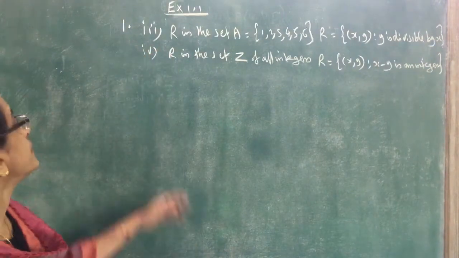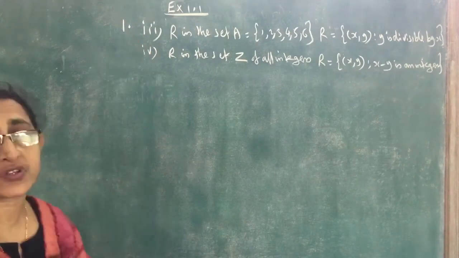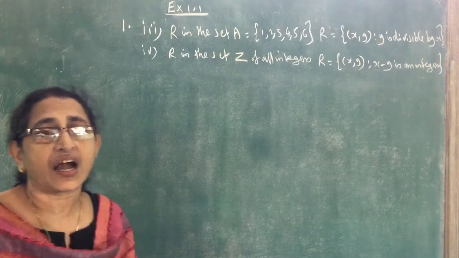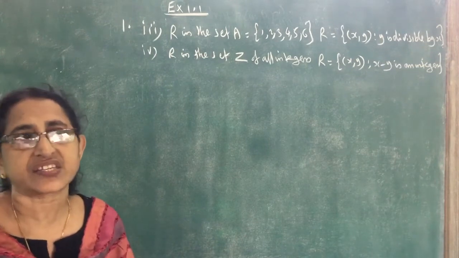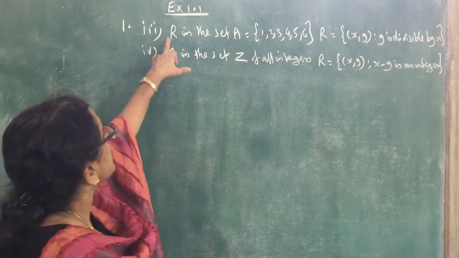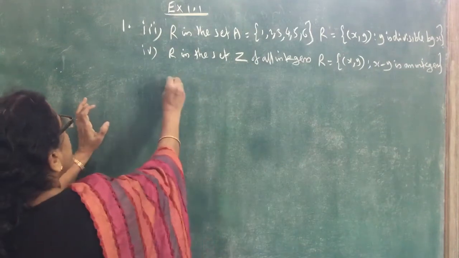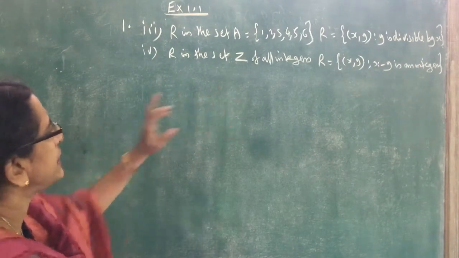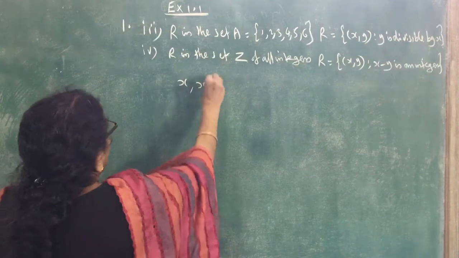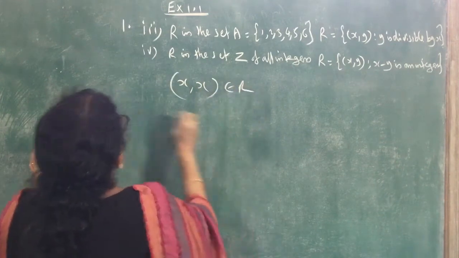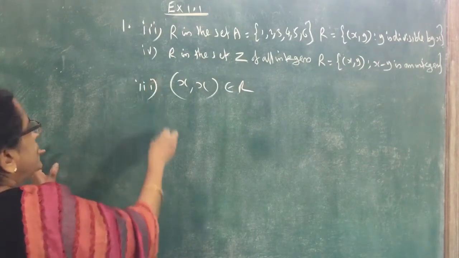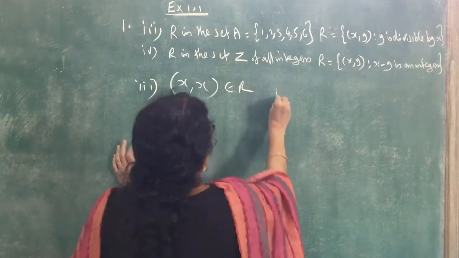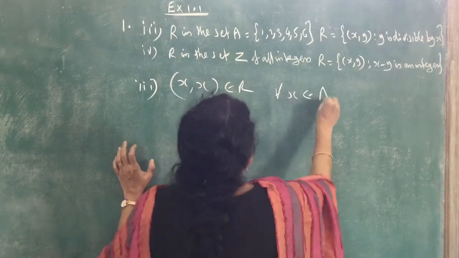Exercise 1.1, first question, third and fourth. We have to decide whether these are reflexive relation, symmetric relation and transitive relation. So for the third one, we prove that (x, x) belongs to R for every x belongs to A.